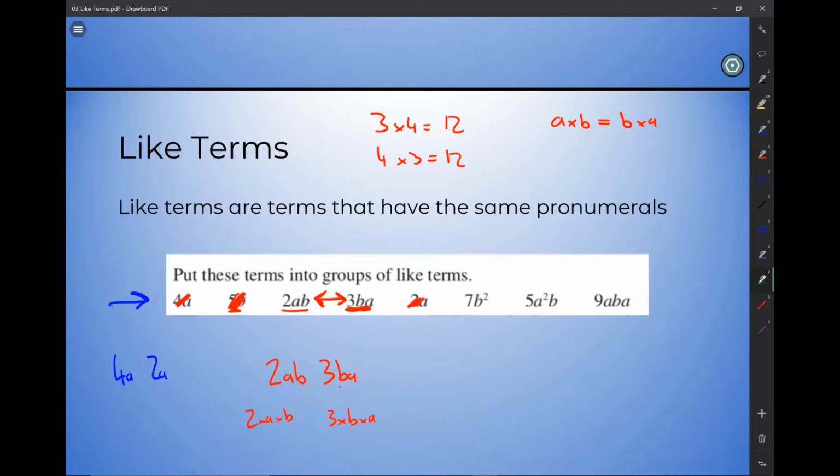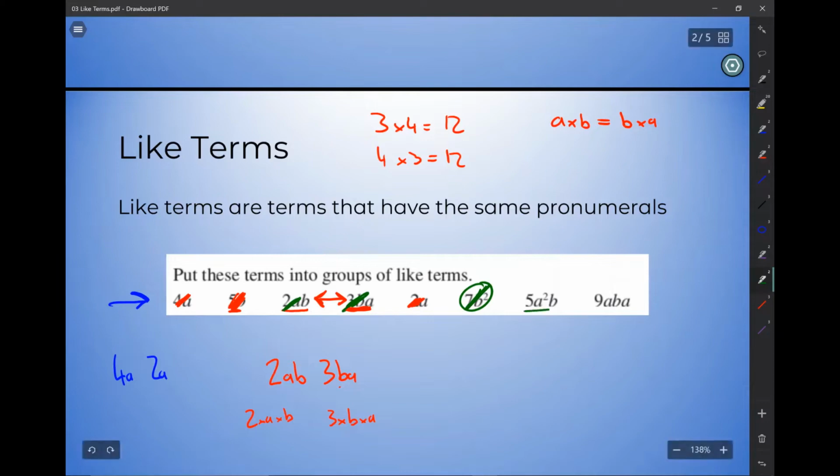Okay, these ones have been dealt with. Moving on, 7b squared. Neither of these two terms has a b squared, and plus they have a's as well. So that means 7b squared has no like terms.